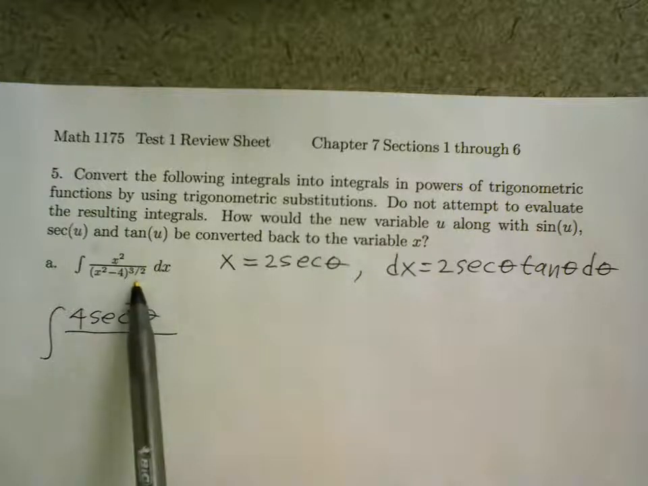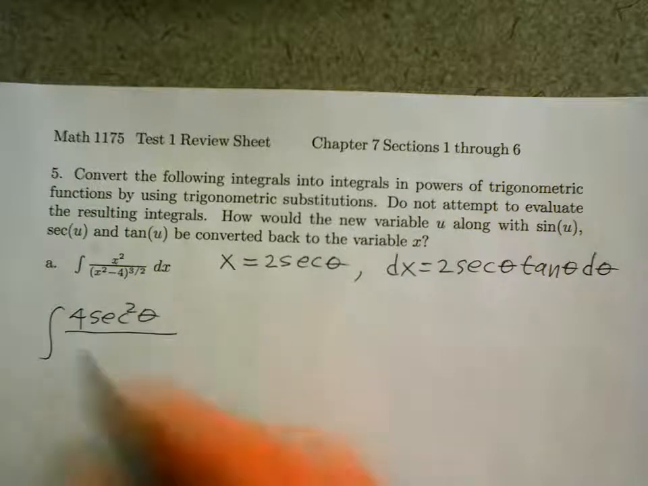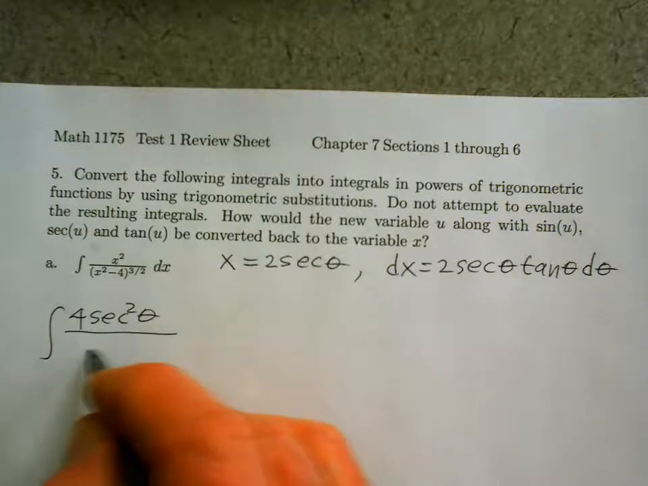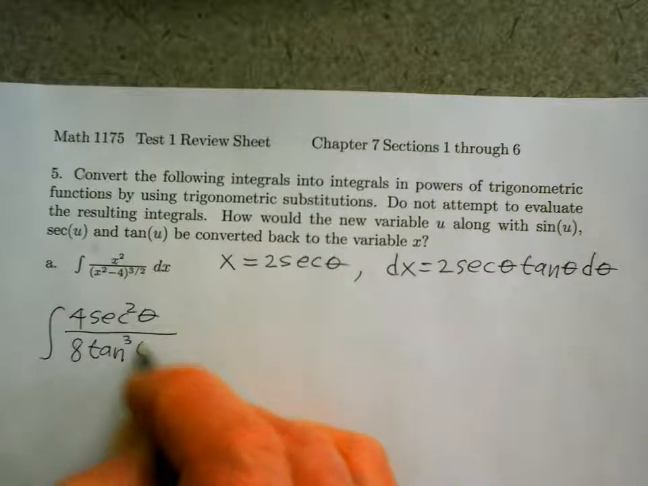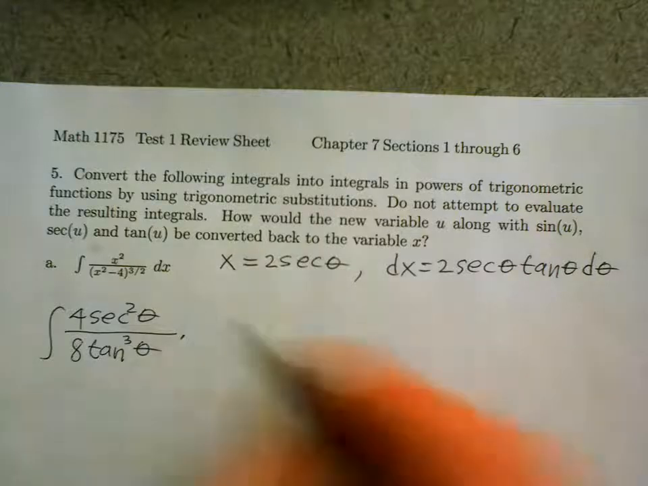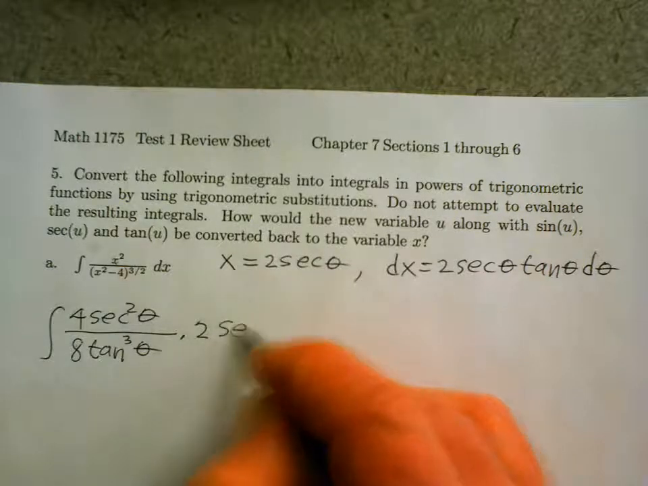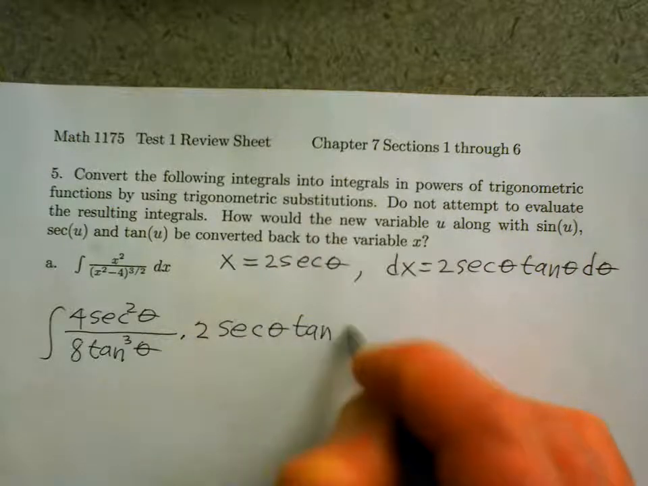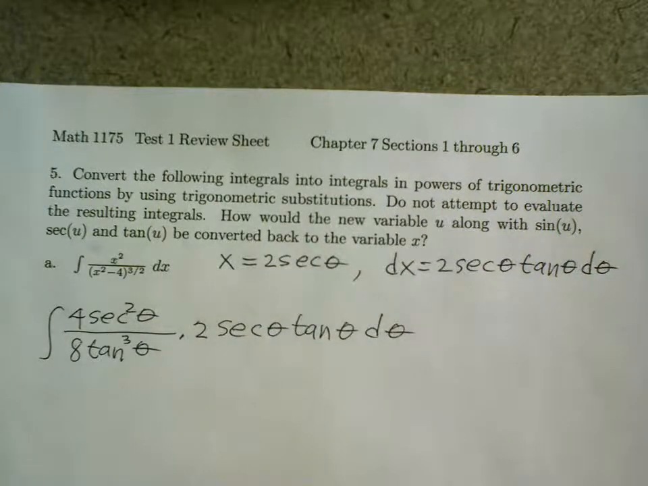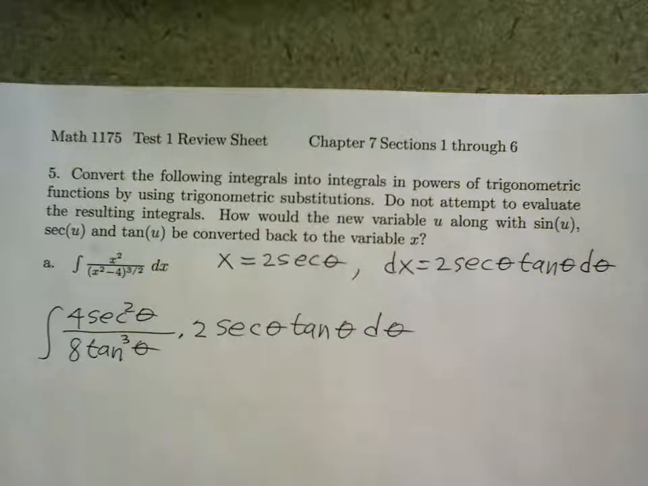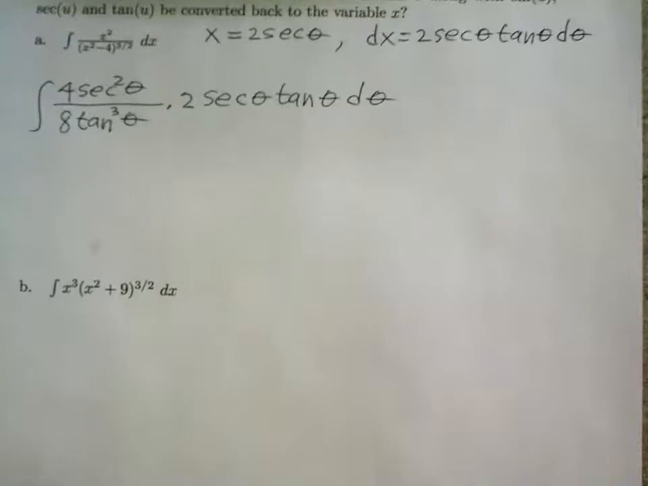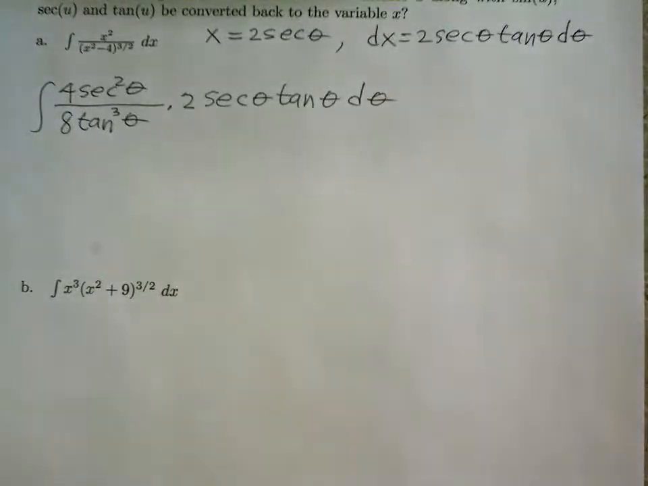So when we raise that to the 3/2 power, it's going to turn out to be 8 times tangent of theta to the 3rd, and then times dx is 2 times secant of theta tangent of theta. We can simplify a little bit more, but let's leave it like this for now. Okay, and the next one, part B, the integral of x to the 3rd times x squared plus 9 to the 3/2 dx.